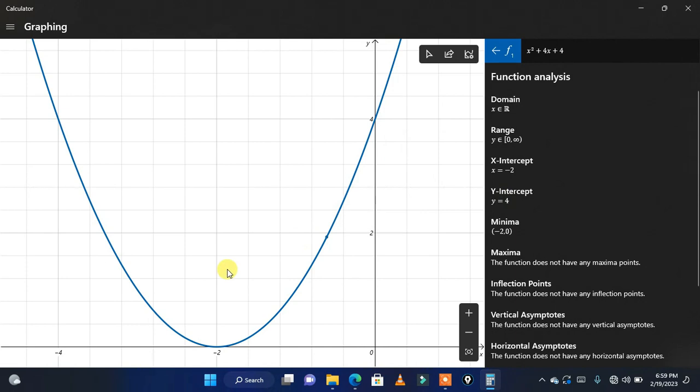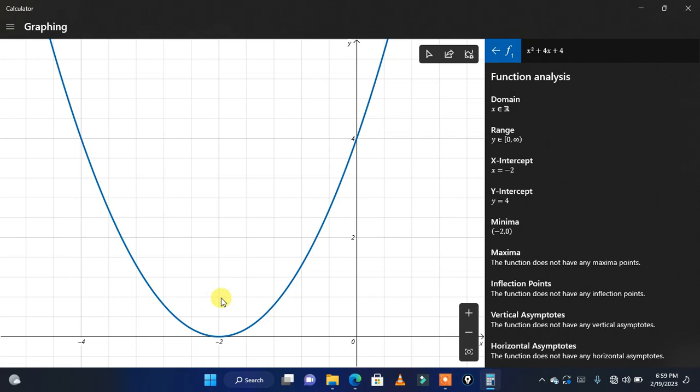Now, since this one is actually a minimum curve, let's take this opportunity to analyze the minimum curve. Since it is a minimum curve, it means that we can get the minimum point, and the minimum point is the lowest point of the curve. And the lowest point of the curve gives us the point negative 2 and 0.